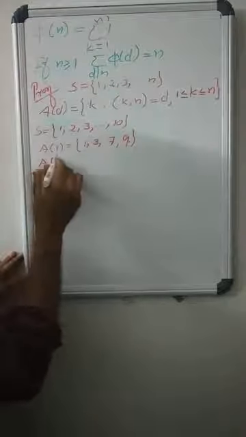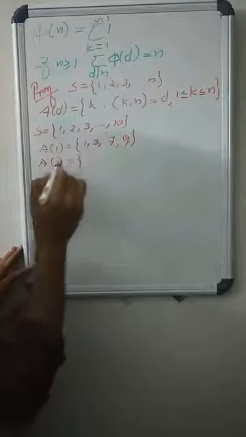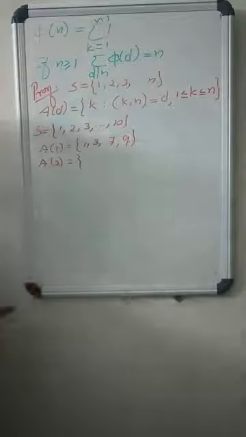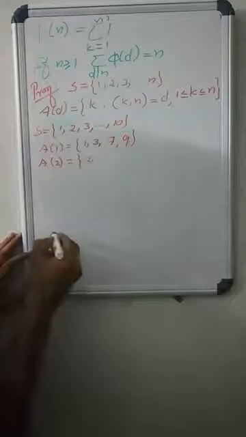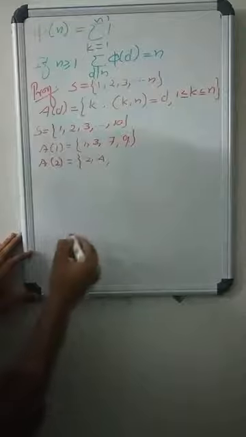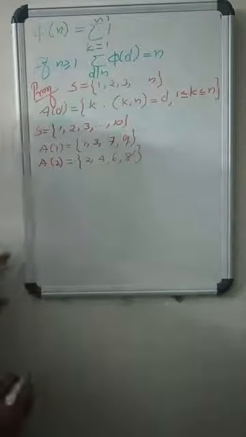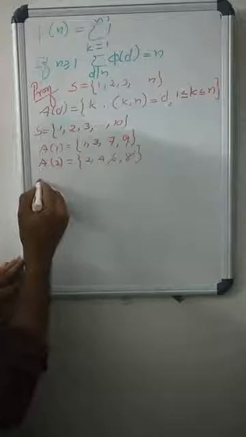What is A of 2? Which elements in this S have GCD 2 with 10? 2 and 10 have GCD 2, 4 and 10 have GCD 2, 6 and 10 have GCD 2, and 8 and 10 have GCD 2. So again there are 4 elements.